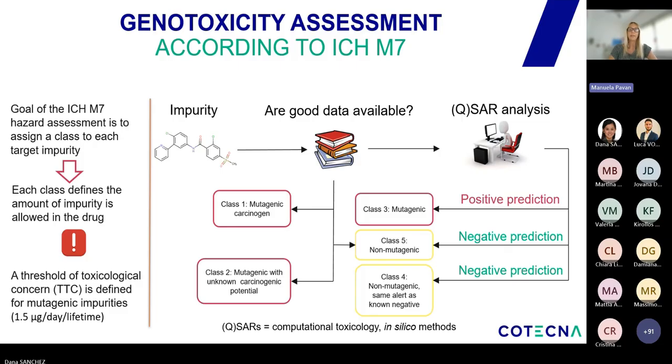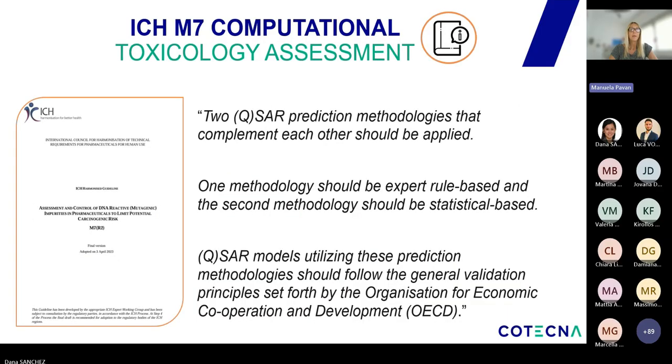However, if experimental data are not available or not sufficient, a QSAR assessment, an in silico approach, can be performed. Based on that, if a positive outcome is given, the impurity is assigned to class 3, which is mutagenic. If a negative outcome is given, then it can be classified as class 5, not mutagenic, or class 4 in the case of an alert that is shared with a known, experimentally negative compound like the API or a related impurity. Thus, the M7 guideline strongly promotes the use of computational approaches.